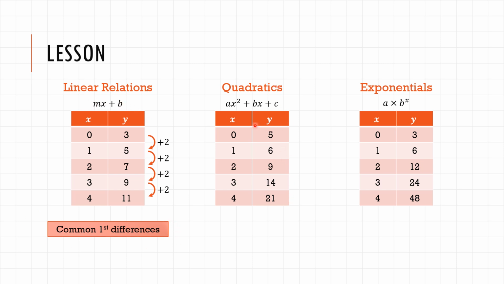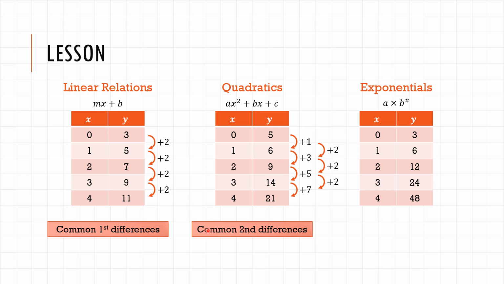For a quadratic relation, such as this one, for example, the first differences are not constant. But if you subtract those, this is the reason we call these the second differences, we find that those are common or constant. For exponential functions, however, neither of these will be true.